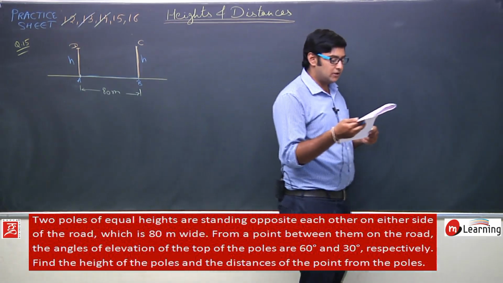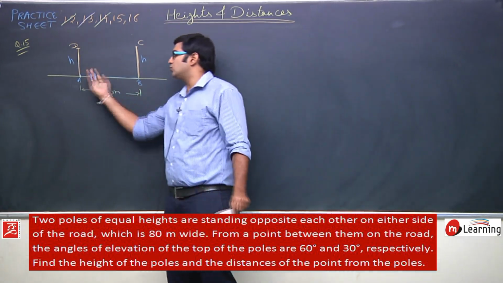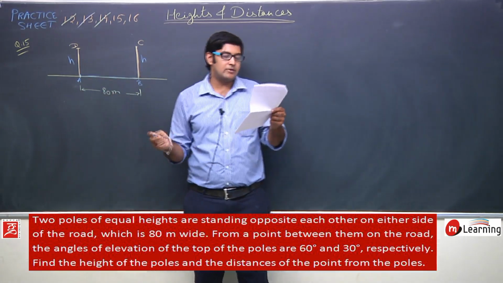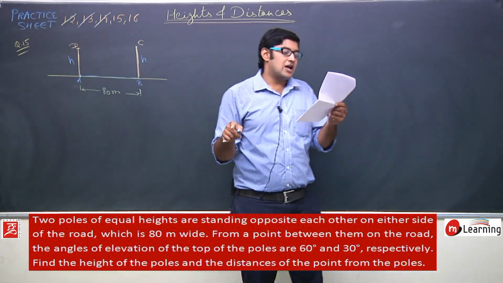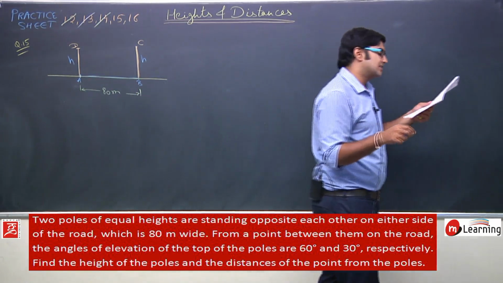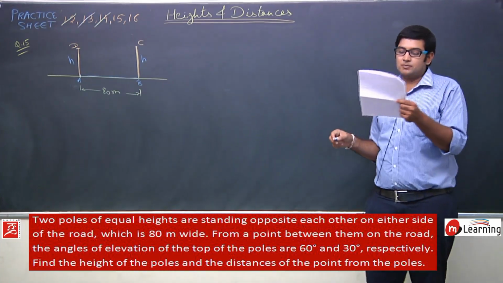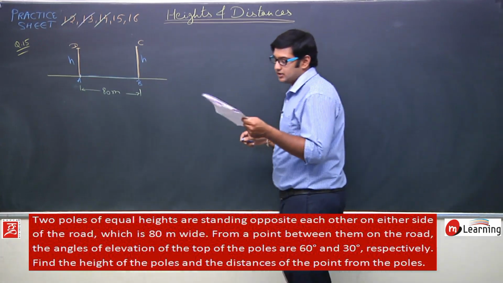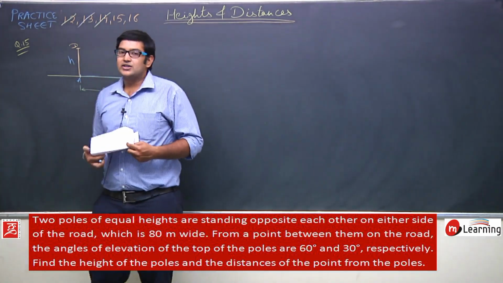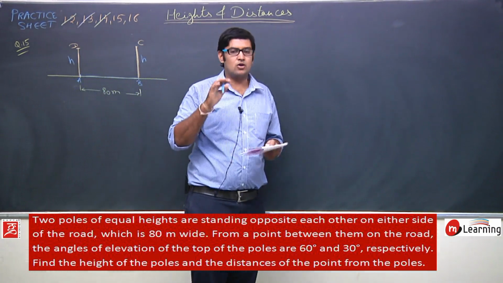From a point between them. It means there is a point between the two poles, that is in between A and B. From a point between them on the road, the angles of elevation of the top of the poles are 60 degree and 30 degree respectively. Find the heights of the pole and the distances of the point from the poles. Now, since both the poles are of equal length, they are of equal height.